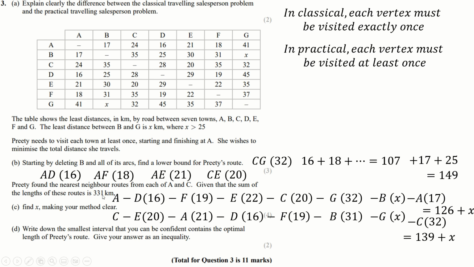It says together those roots is 331, so we add up those two results and we get solve for X is 33. Write down the smallest interval. Well, this here is a lower bound, as we already said, so that's going to be the lowest bit. The upper bound is the nearest neighbor algorithm. So we're starting at A for this person's root. So we'll take this one and we'll put X is 33 into it, and we'll end up with this as our interval that we can say.